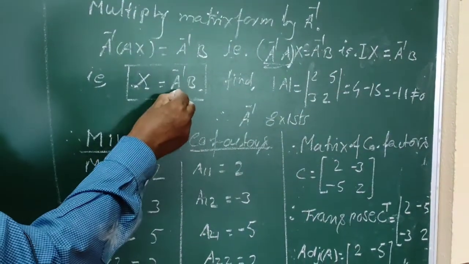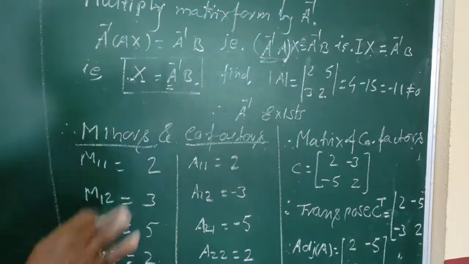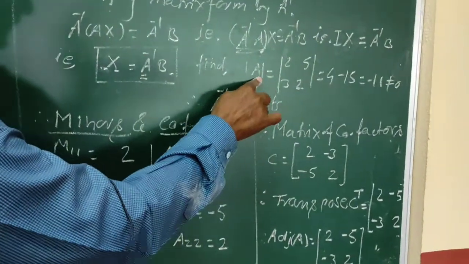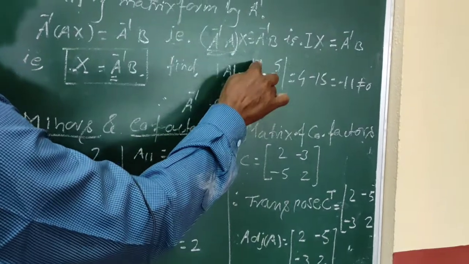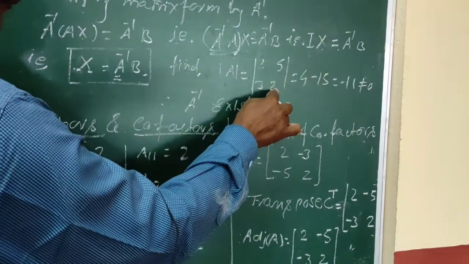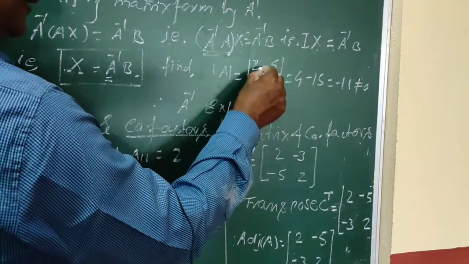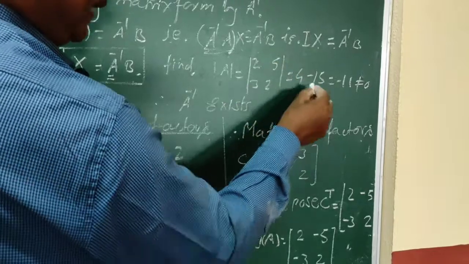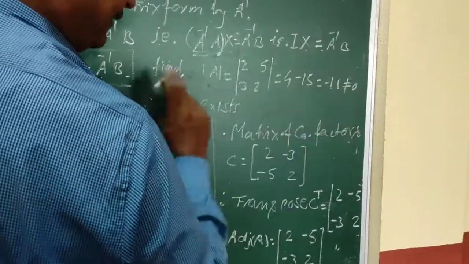Now in this form A inverse must exist. To check whether this A inverse exists or not, we find the determinant of A. So for A, this determinant 2, 5, 3, 2 is to be expanded here: 2 into 2, that is 4, minus 3 into 5, that is minus 15, that is minus 11, and minus 11 is not equal to 0.